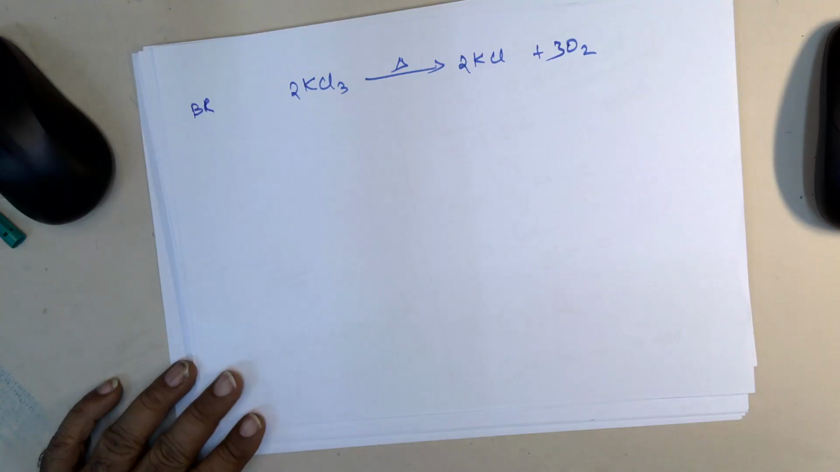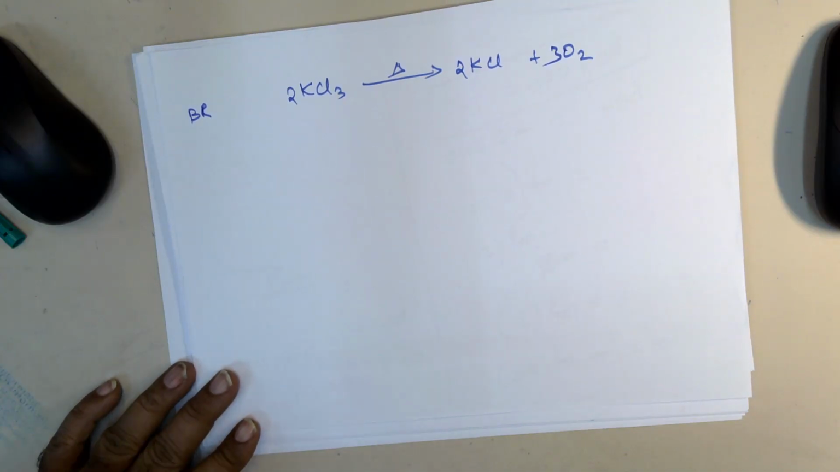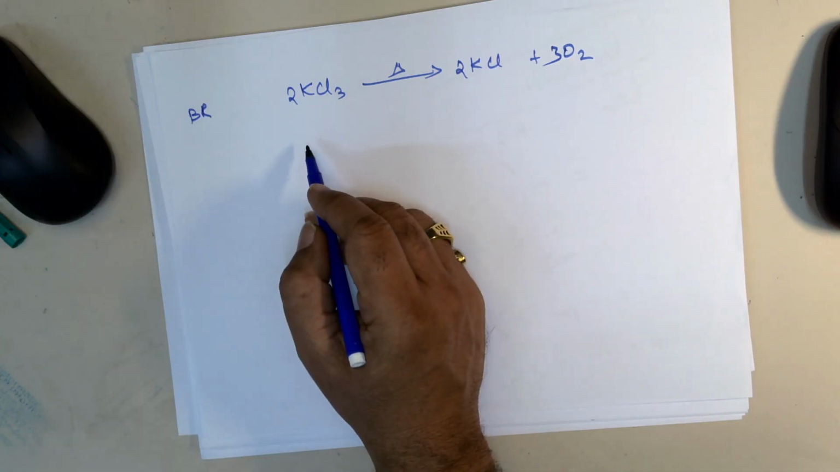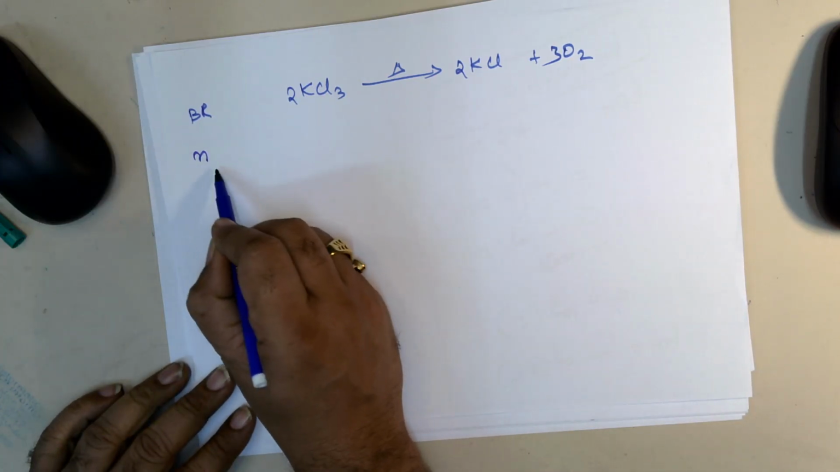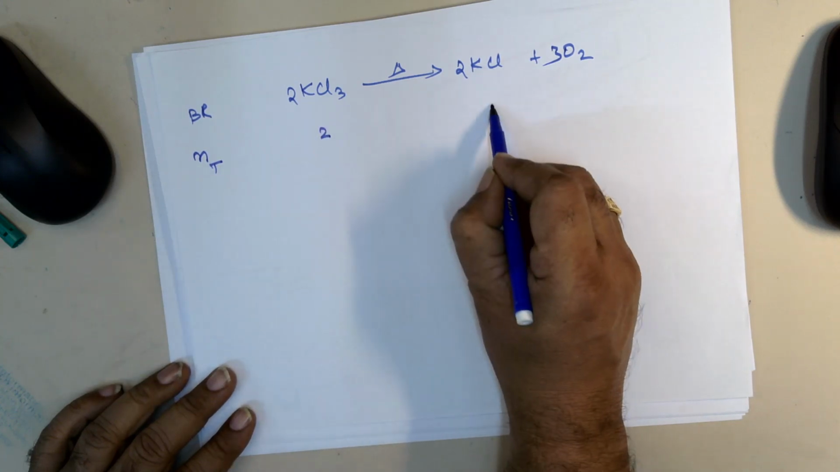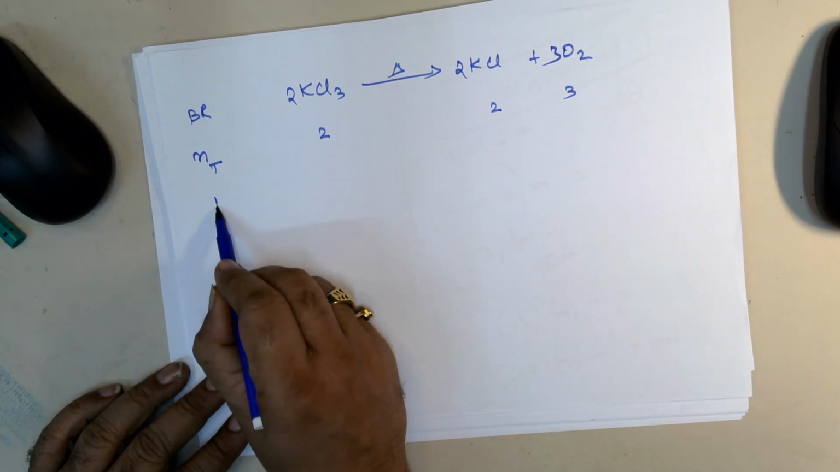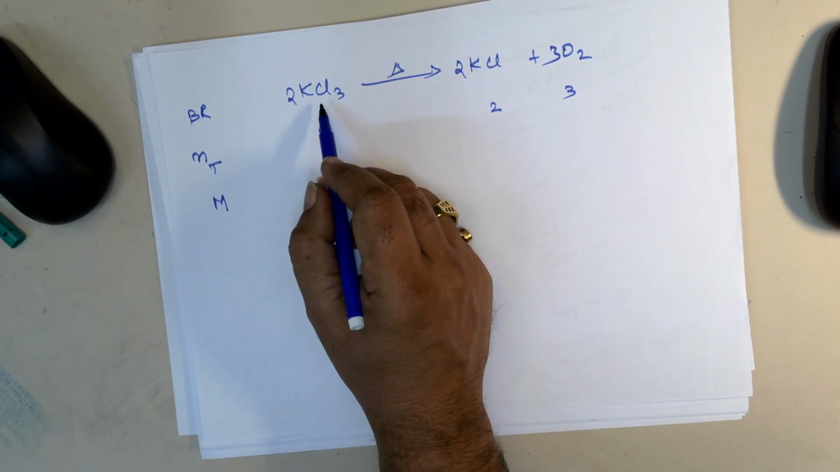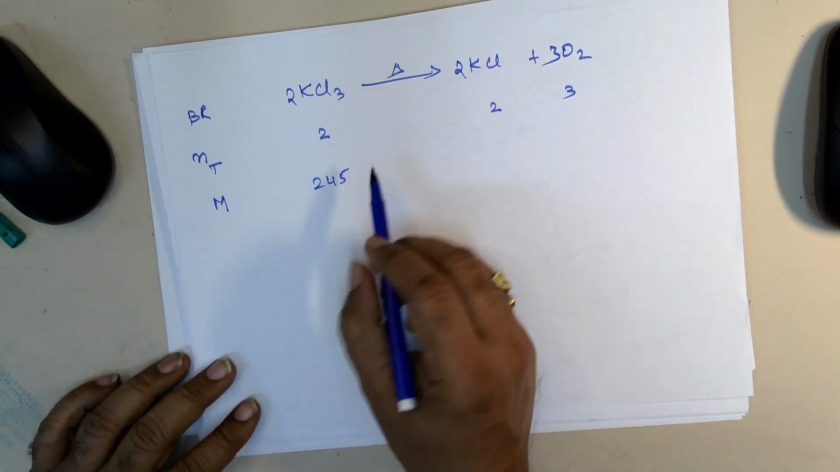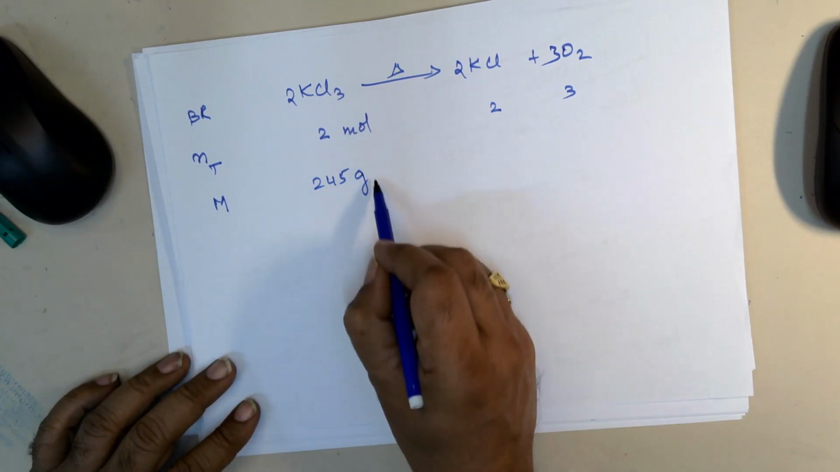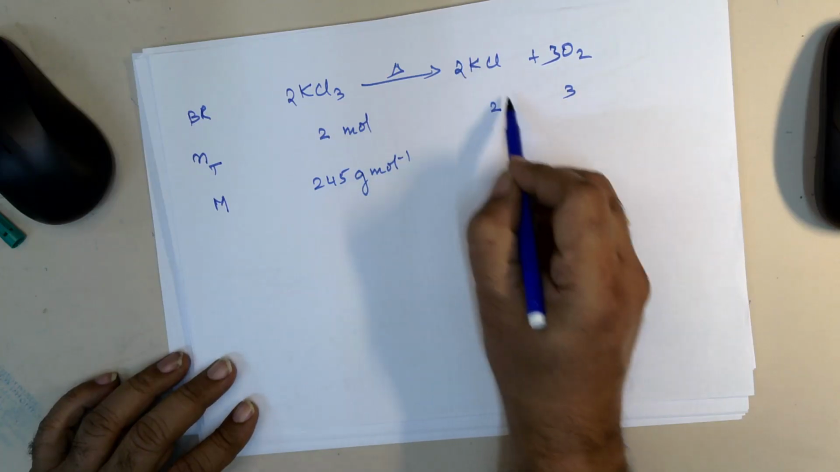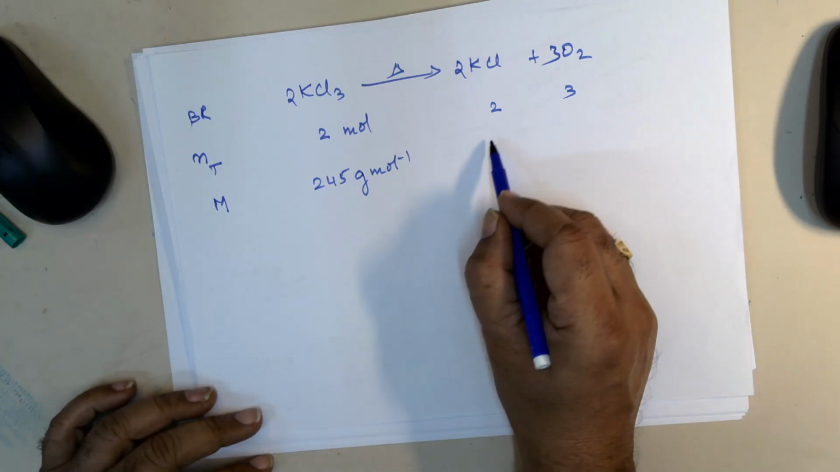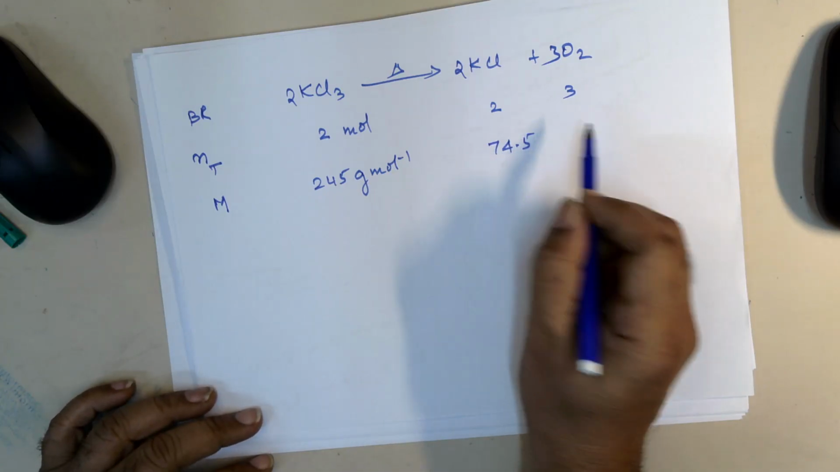Got it? Yes. Now, what is the next step? The balanced reaction is done. So, theoretical mole: 2 mole, 2 mole, 3 mole. Then molar mass, tell me, 39 for potassium. 245. So, 245 gram per mole. So, this is mole. This is gram per mole. And what about this for KCl? 74.5.